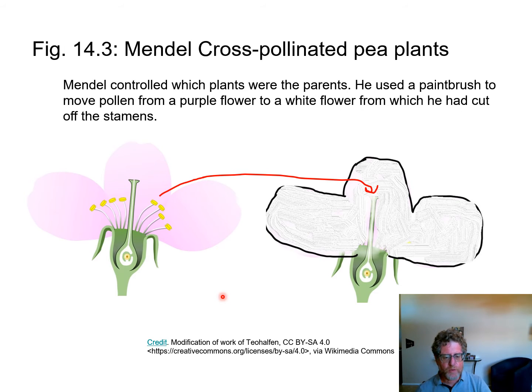The good thing about working with peas is the male parts, the stamen, were large, as well as the female part. And so he could cut off the male parts on one flower and make sure that the pollen came from this plant, that this plant was the dad, and the eggs came from this plant, that this plant was the mom, so you could control which plants were the mom and dad.